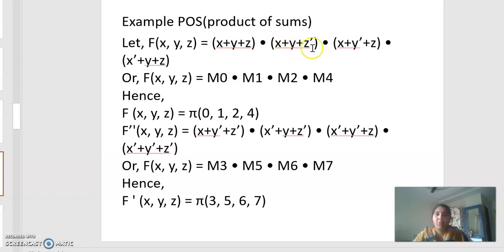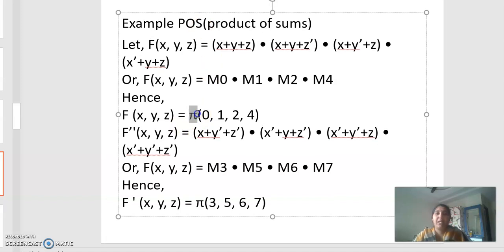0, 0, 1 represents M1. 0, 1, 0 represents M2. 1, 0, 0 represents M3. And to represent this POS, we have to use the symbol pi. Pi of 0, 1, 2, 4. So these numbers represent the maxterms.